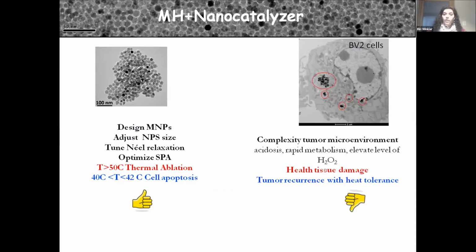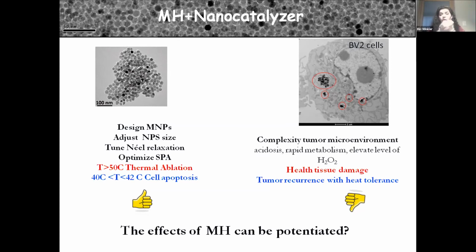For example, one of the problems is that if we increase the temperature too much, it produces damage in the healthy tissues and also produces inflammation. And also it's observed that if the temperature is not so large, the tumor shows recurrence, and the new cells show heat tolerance. So all the people working in the area are looking for how we can optimize the effect of the magnetic hyperthermia, so it's not necessary to raise the temperature so much and even produce cell death.